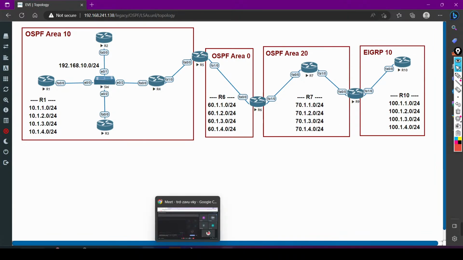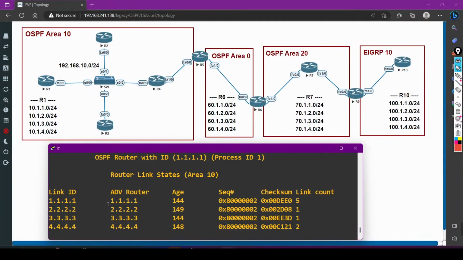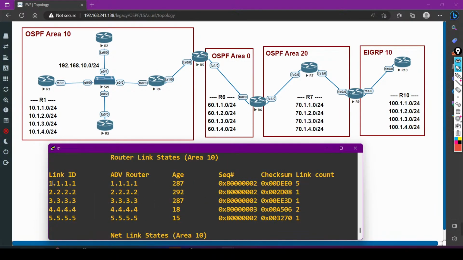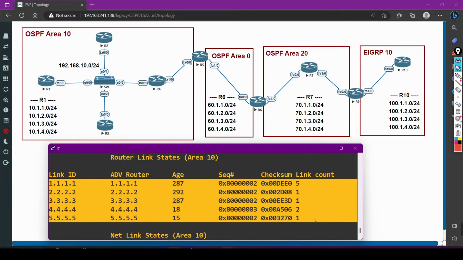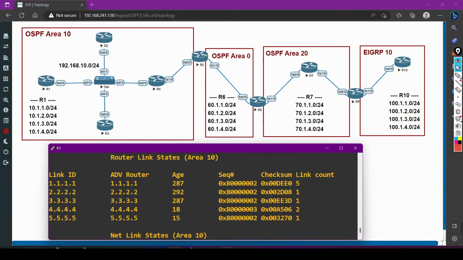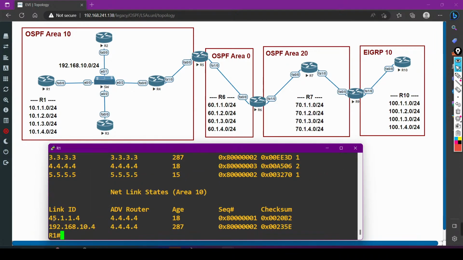Just wait. Let me show you the database of router 1 again. So show ip ospf database. Now you can see there are 5 LSA1. Yes or no? Clear, guys? And how many LSA2? 2 LSA2.